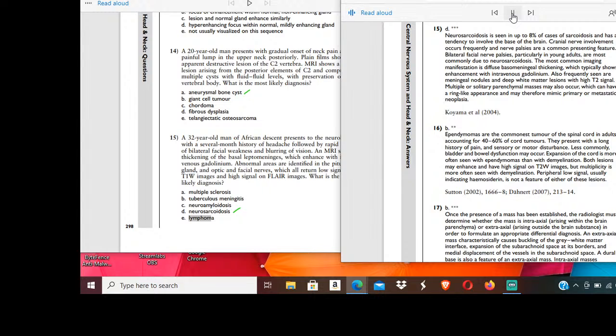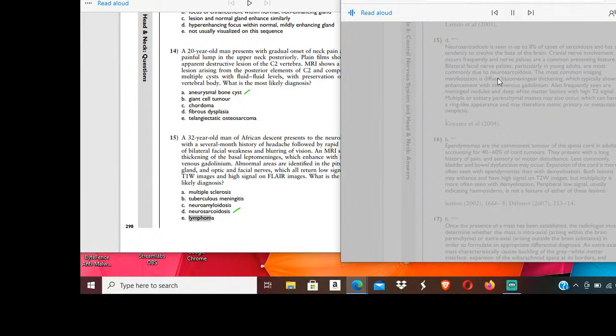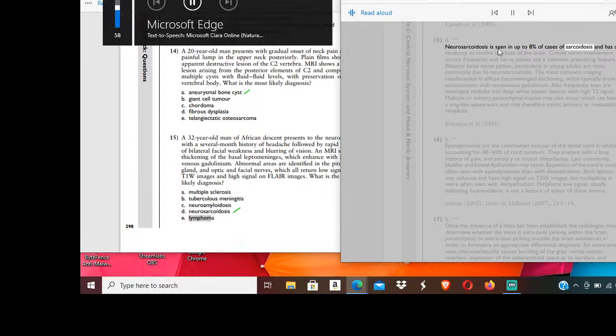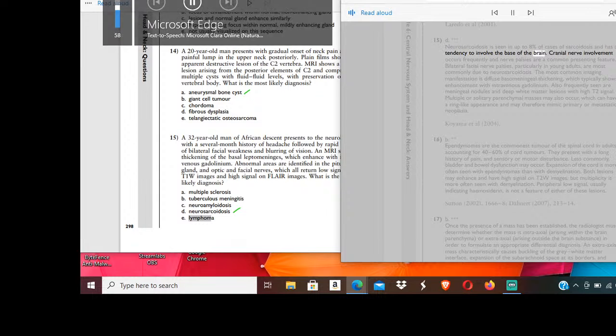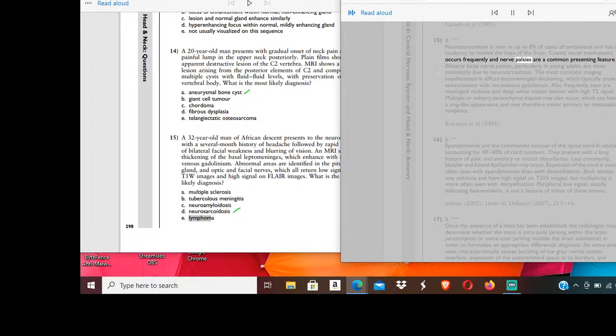Laredo et al. 2001. 15. D. Neurosarcoidosis is seen in up to 8% of cases of sarcoidosis, and has a tendency to involve the base of the brain. Cranial nerve involvement occurs frequently, and nerve palsies are a common presenting feature. Bilateral facial nerve palsies, particularly in young adults, are most commonly due to neurosarcoidosis.